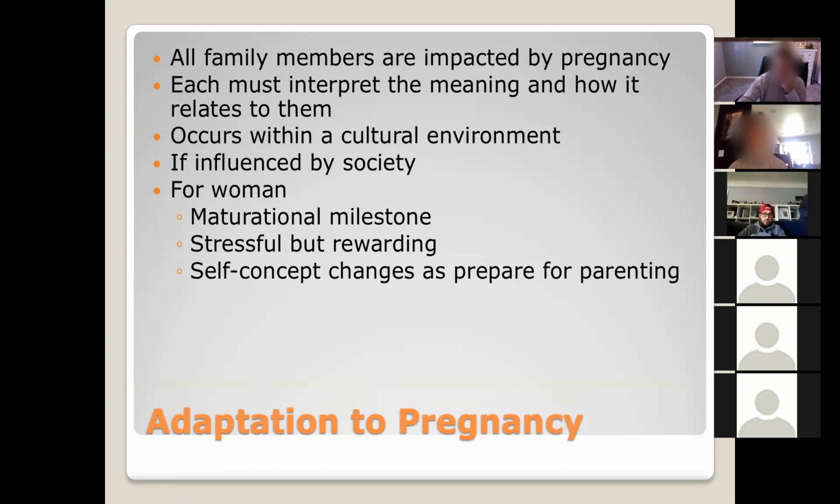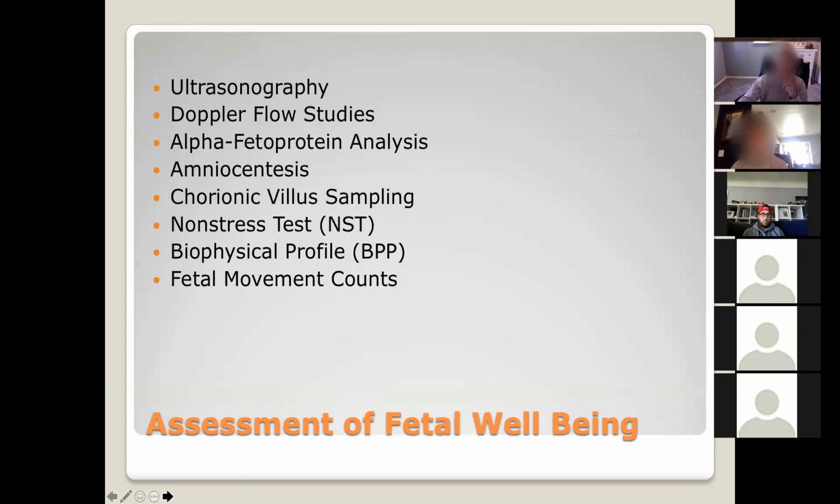It's stressful. It's not easy. There's a lot of stress that takes place. And you'll see when we talk about in some later lectures, domestic violence and things like that do increase in pregnancy because it can be a very stressful time in a family's life. Self-concept changes, that overwhelming feeling of being able to prepare for parenting and things like that.